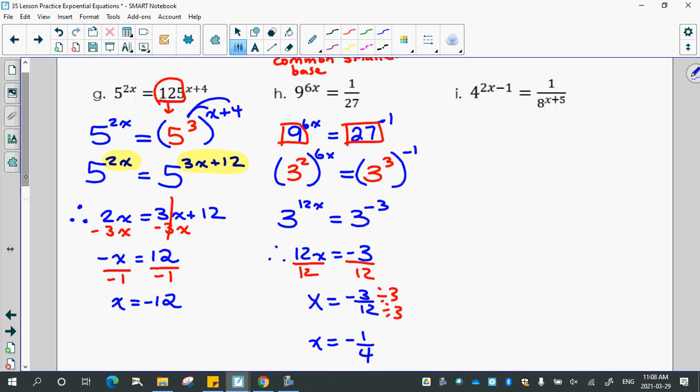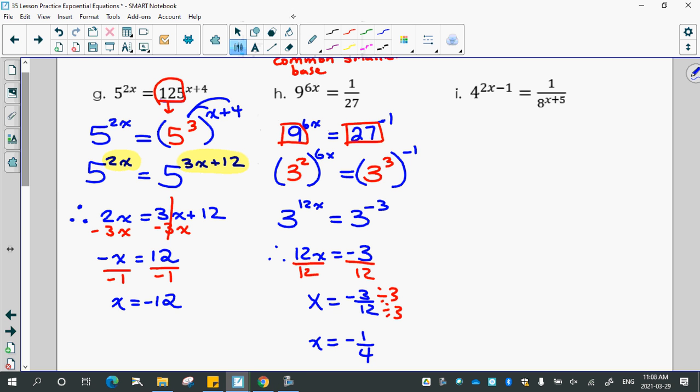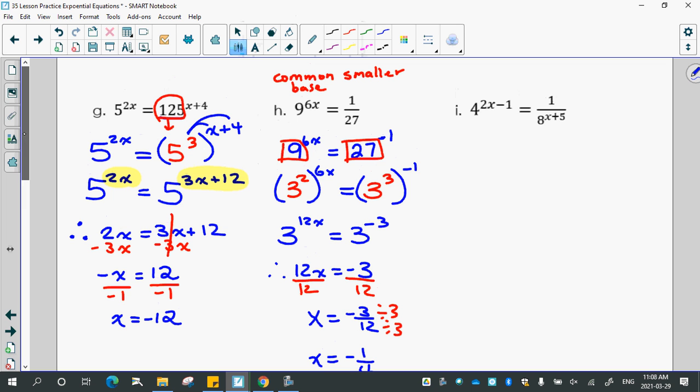Okay, I is similar. Let's do I together. Similar, but it's a bit trickier with the negative exponent and the x plus 5. So our first step would just be to bring this up. So it's going to be 8 to the x plus 5 to the negative 1, as we brought it up from the denominator.